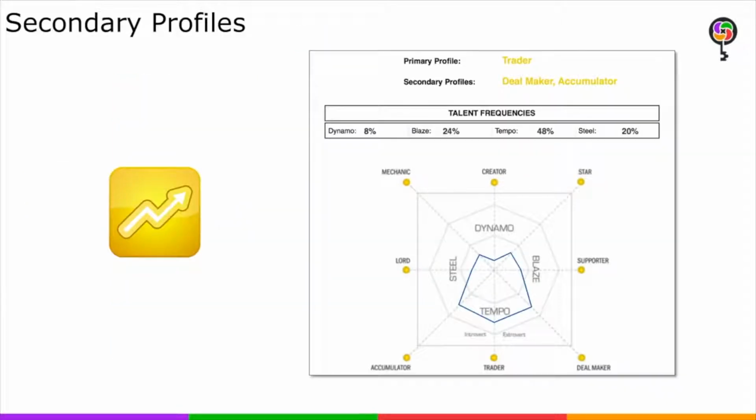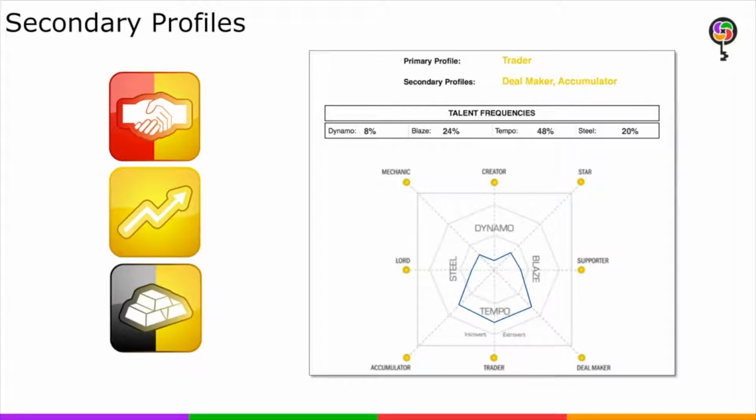So I mentioned the secondary profiles a couple of times. We've been going through this. So yeah, the deal maker is their first secondary, which is the mix of the Blaze energy for them. You can see that from the profile on the right, where Blaze is 24, so it's down in the bottom right hand corner. And then obviously the Steel energy that they have access to as well, which is the accumulator side of them, which in this profile example is Steel 20. So you'll see very much that they can bring that research and the detailed side of things. So they're able to bring that in for short periods of time.